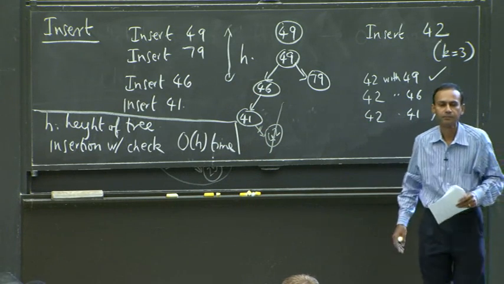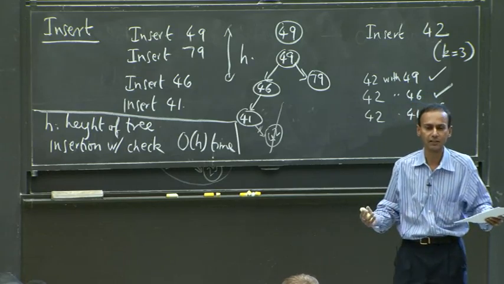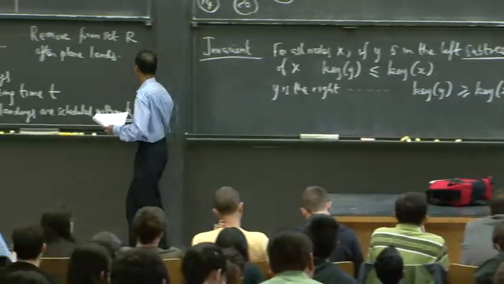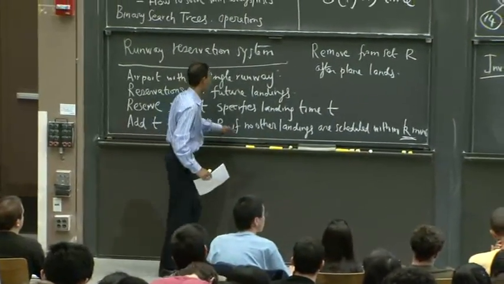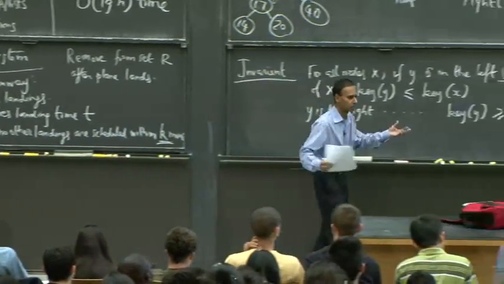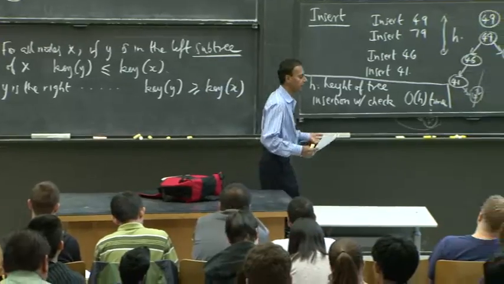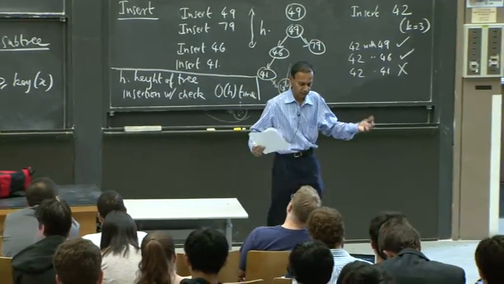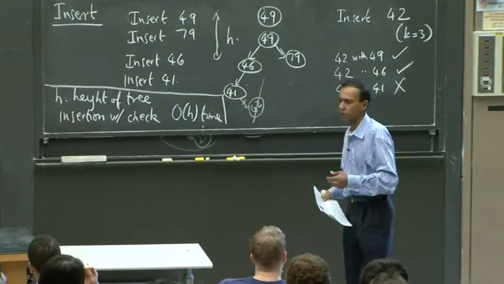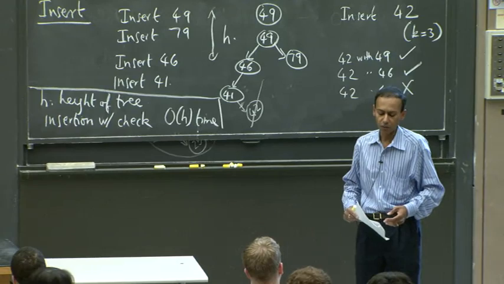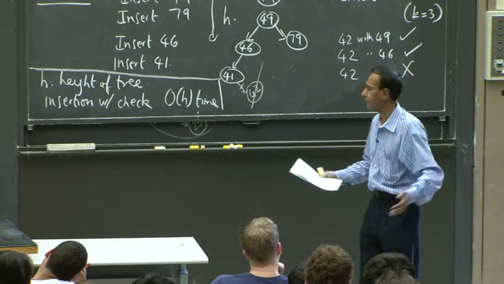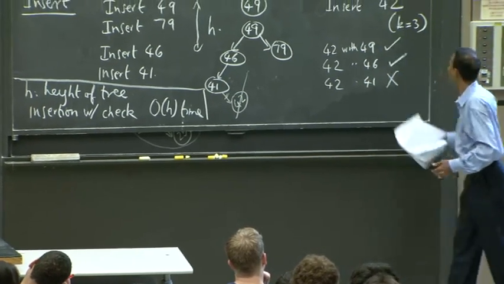Yeah, question. So what's it called, the what check? The k-minute check. Sorry, the k was 3 minutes. I had this thing over here: add t to the set R if no other landings are scheduled within k minutes. So k was just a number. I wanted it to be a parameter because it doesn't matter what k is, as long as you know what it is. When you do the binary search, you can add that in as an argument to your insert and do the check.